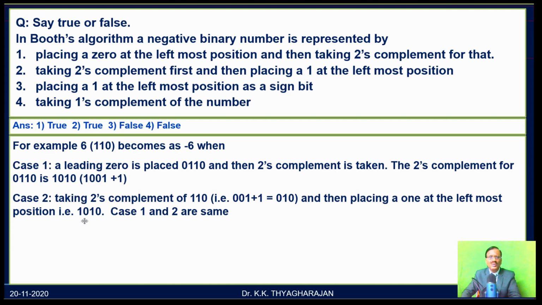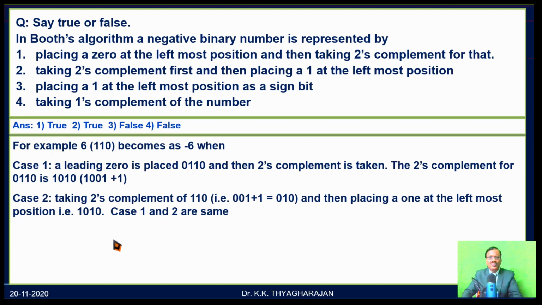So if you compare question 1 and question 2, both are giving the same result, that is 1010. In Booth's algorithm, you can use this method to represent a negative number, or you can use the second method. Both are giving the same results. In some problems they might have used the first one, and in some other problems some authors might have used the second one. So you don't get confused with these two methods, and you don't think that both are different. Both are used to represent negative numbers.